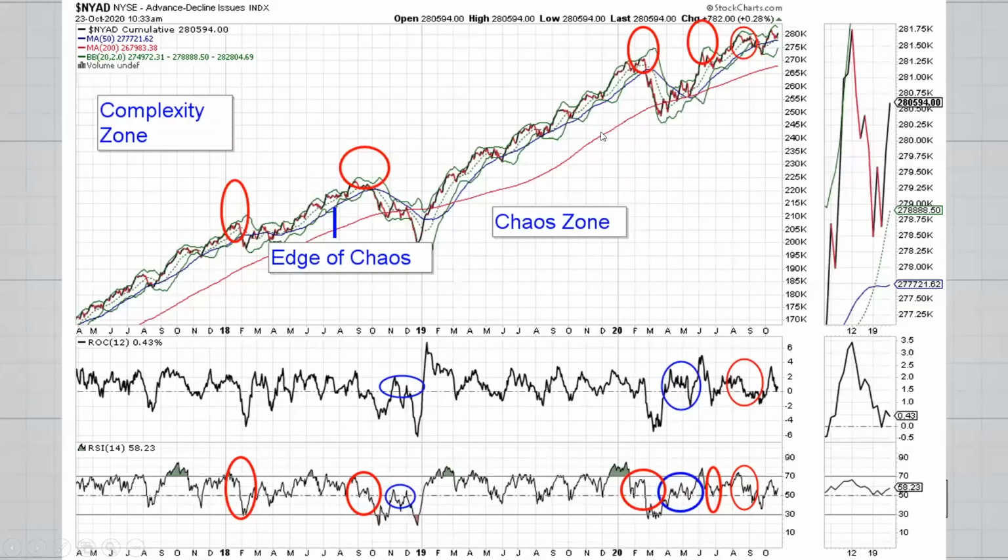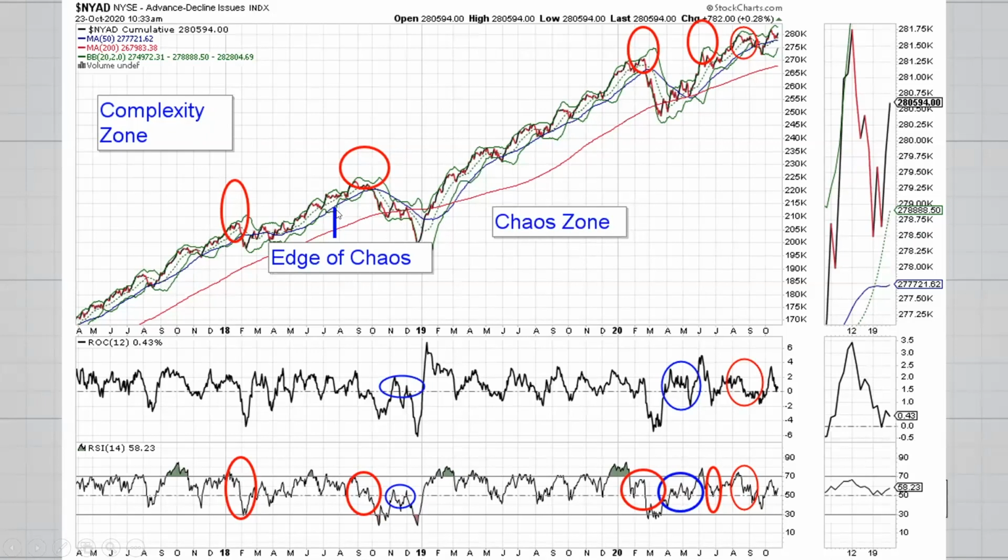So here's the chart that brought all the questions. How do you do this? How do you make this chart? I'm going to go through it step by step. Remember, I look at the market in terms of complexity, where things are good, market's going up, you're in the complexity zone. This is the advance decline line. Chaos zone, things are bad, look down here, market's crashing, chaos is unpredictable, makes life impossible.